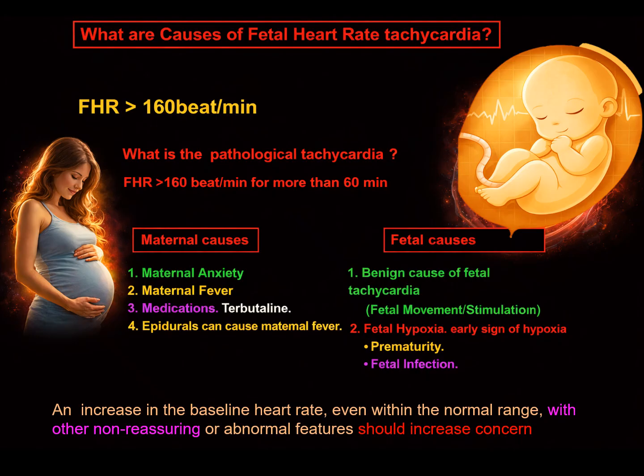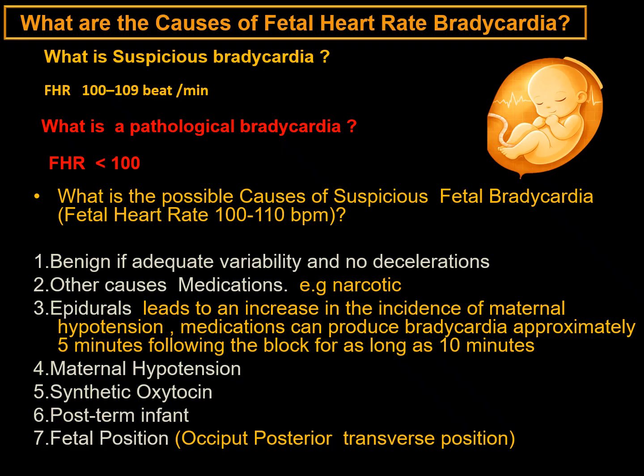Where fetal heart rate below 110 is considered bradycardia. Between 100 and 109 it's considered suspicious or amber, whereas if it is less than 100 it's considered to be red.